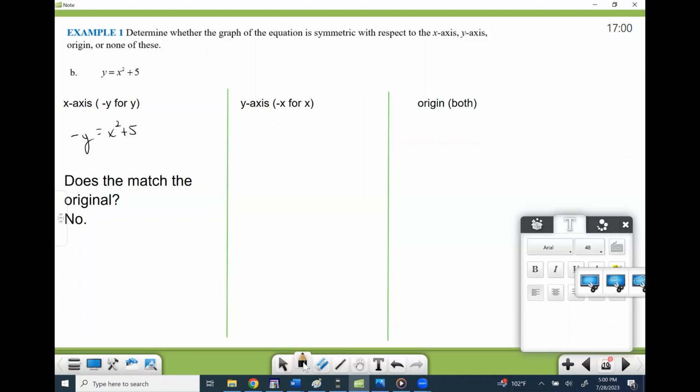So we're going to substitute in a negative x for x. Well, negative x times another negative x. Well, a negative times a negative, or an even amount of negatives, is always positive, and x times x is x squared. So this gets us x squared plus 5. All right, so it matches the original. So it is going to be symmetric to the y-axis.